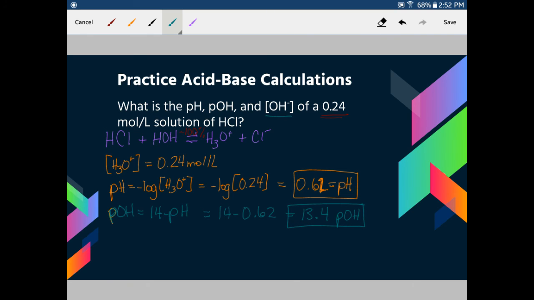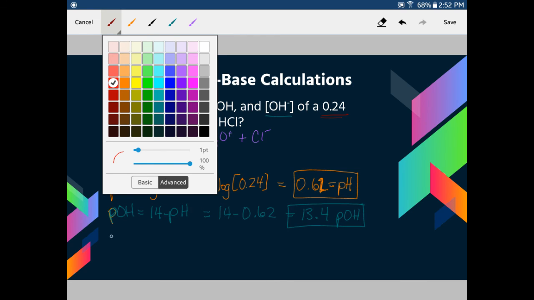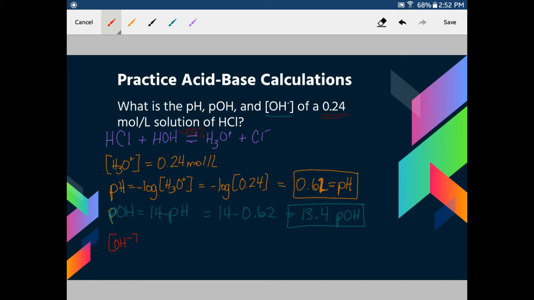All right, and one more calculation. It's still asking for my hydroxide ion concentration. So when I go to do my hydroxide ion concentration, let's do this one in a new color also. My OH ion concentration is equal to 10 to the exponent of my negative pOH. So I take 10 to the negative 13.4, and I see that my hydroxide ion concentration is 3.98, or I should probably round that to 4.0 times 10 to the negative 14 moles per liter.